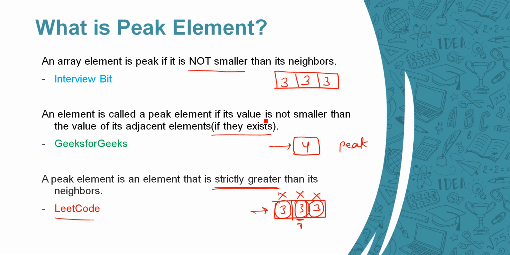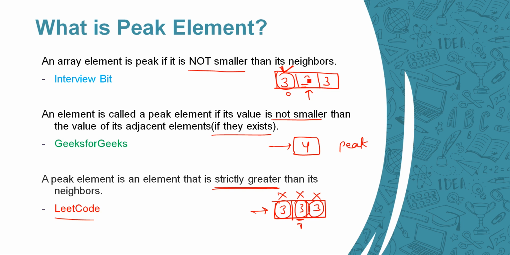An element is called a peak element if its value is not smaller. So for 3, it should not be smaller than this neighbor, right? So yes, it is not smaller, it is equal to its neighbor. So in this case this 3 is a peak element.